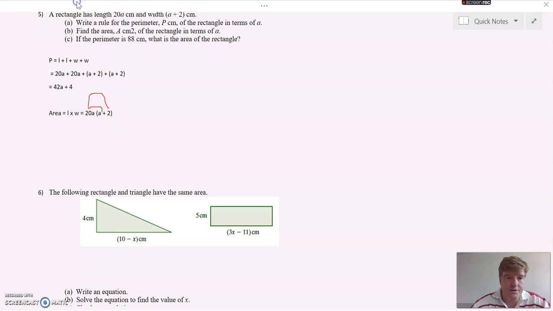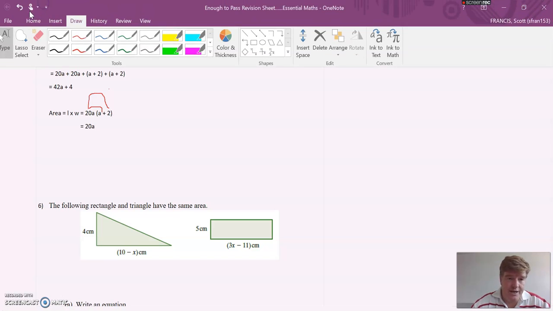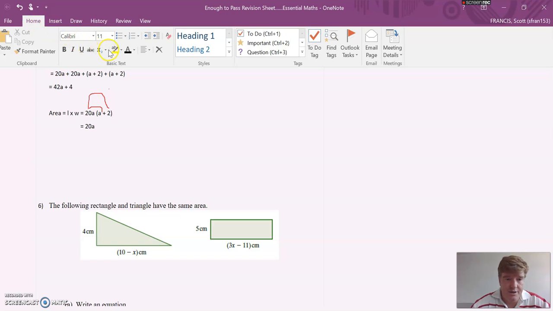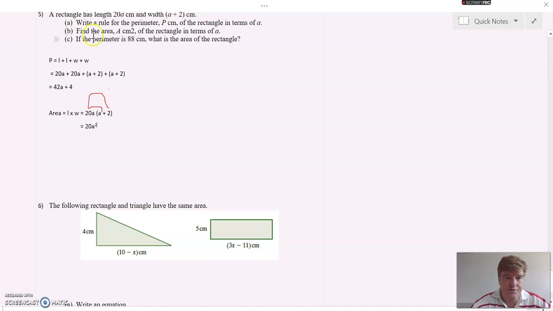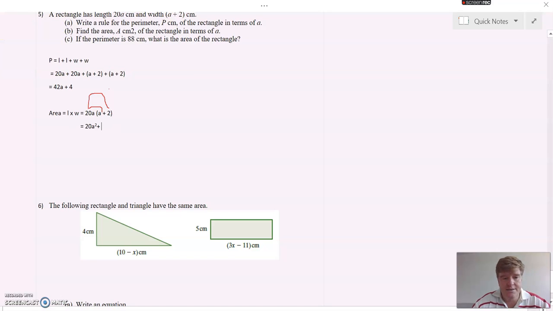So let's go to here and do the expansion. 20a times a is going to give us 20a squared. Let's see how to type squared here. 20a squared plus 20a times 2 is going to be 40a. So that's a rule for the area in terms of a. So the area, in centimetres squared, is going to be 20a squared plus 40a.